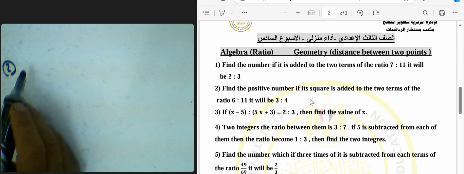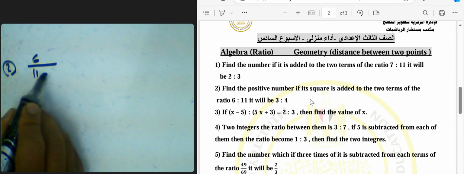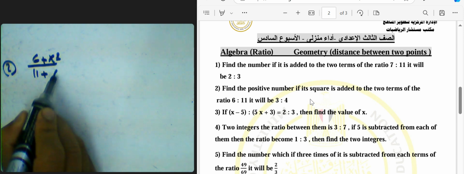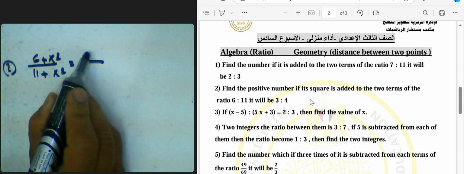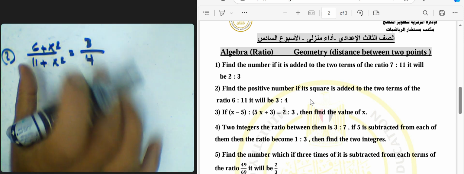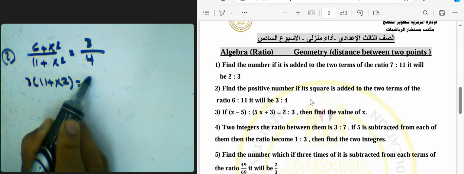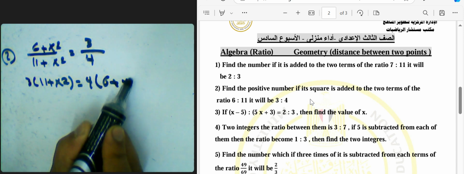Find the positive number. If its square is added to two terms of ratio 6 to 11, it will be 3 to 4. Okay, put the number x and the square of this number, it will be x power 2. If we add it to numerator and denominator, about 6 and 11, we have here x power 2 and here x power 2, then the result will be 3 over 4. And using the rules here, the product of extremes equal product of means. We have 3 product by 11 plus x power 2 equal 4 product by 6 plus x power 2.